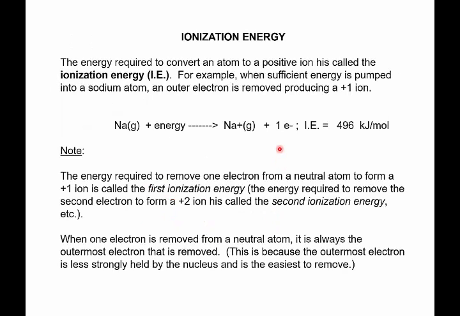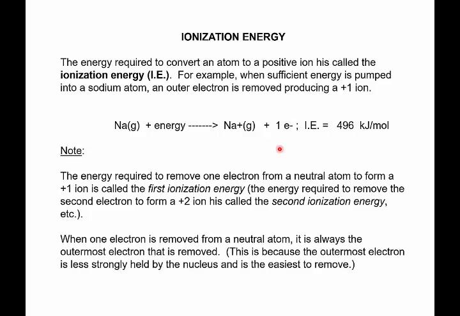The next property we're going to look at is ionization energy. Well, what do we mean by ionization energy with respect to an element? If you pump enough energy into an atom of an element, you can remove an electron. The electron that will be first lost is the one that's in the highest energy level, the one that's easiest to remove. The energy required to remove the outermost electron is in fact called ionization energy. We abbreviate that IE.